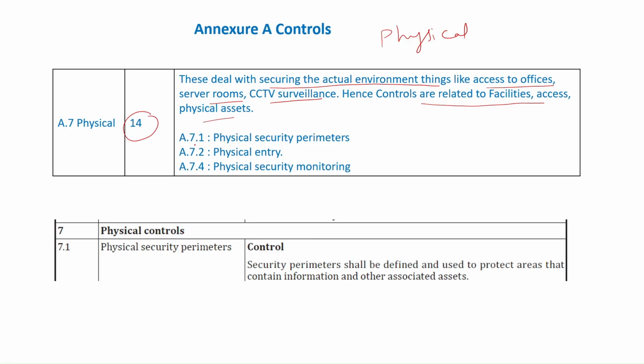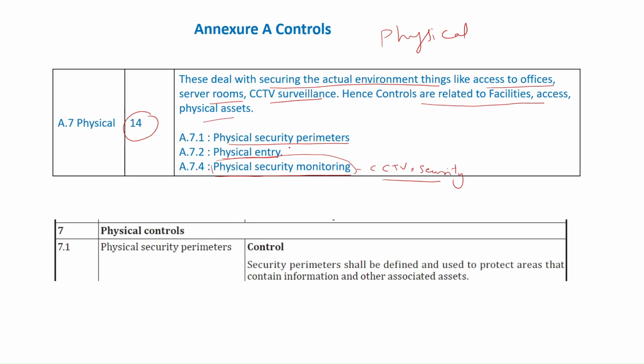Example, Annexure 7.1 talks about physical security perimeters. 7.2 talks about physical entry. 7.4 talks about physical security monitoring. Like how do you monitor the physical security? Through CCTV cameras or security guards. So these are some of the things that you will implement to make sure that you adhere to this control.